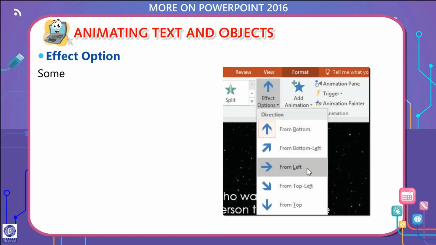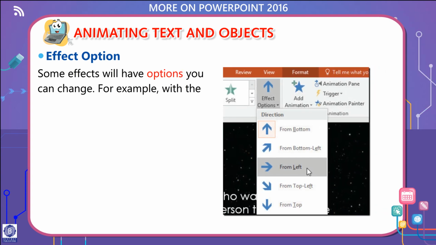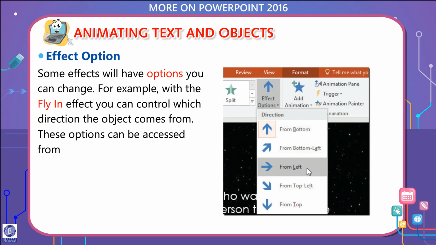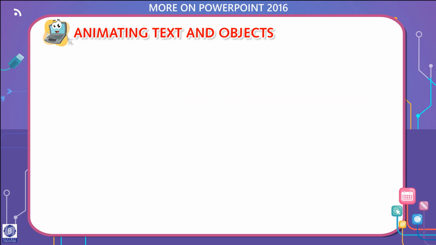Effect options. Some effects will have options you can change. For example, with the Fly In effect, you can control which direction the object comes from. These options can be accessed from the Effect Options command in the Animation group.